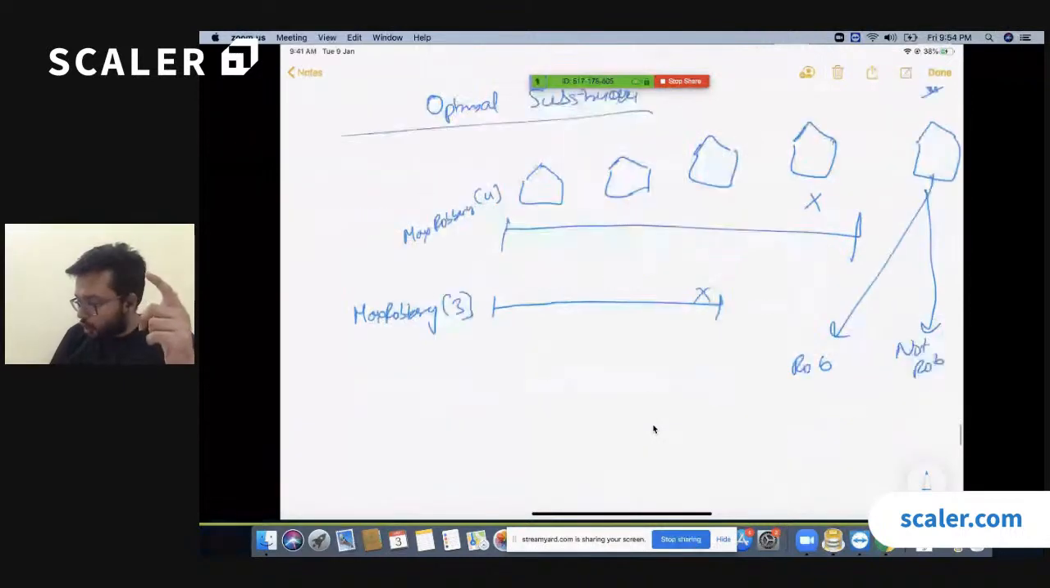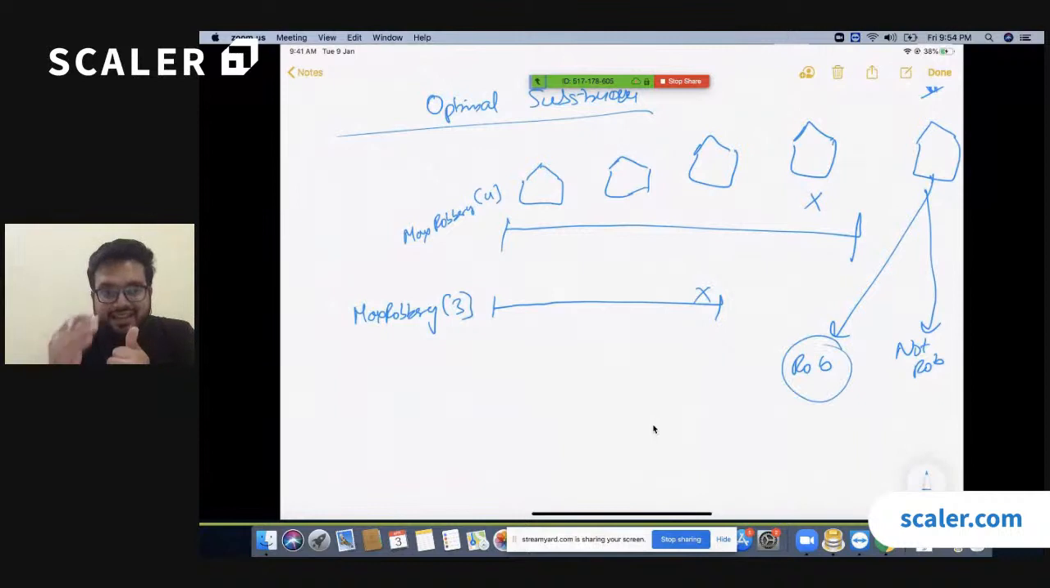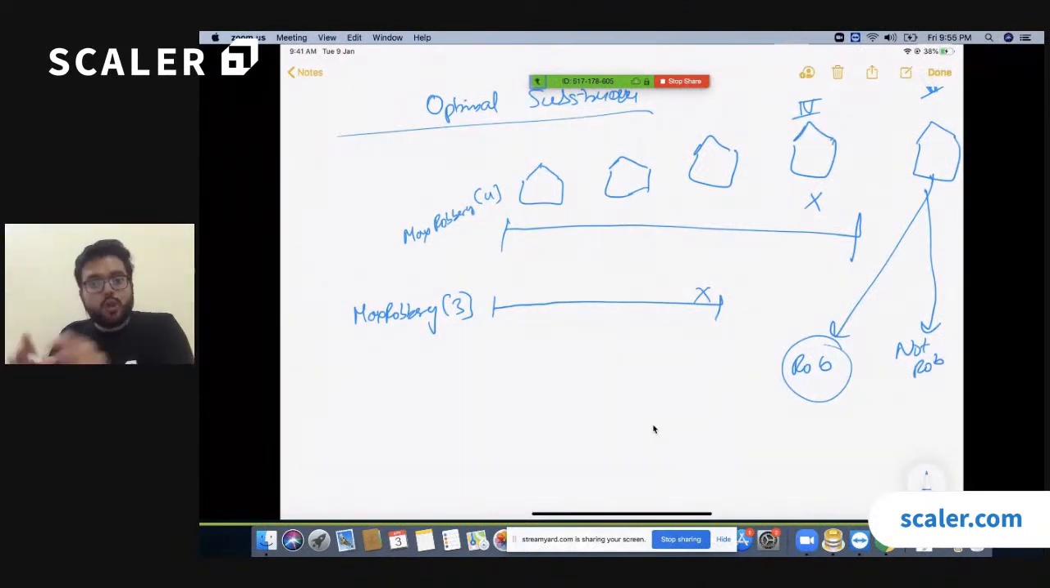If you choose to rob this house, what is the constraint that you are imposing on yourself? The constraint is that you can no longer rob the fourth house. Does that make sense, people? If you're robbing the fifth house, you cannot rob the fourth house. So, what is the house that you can rob now? You can rob the third house for sure. Does it make sense, guys?